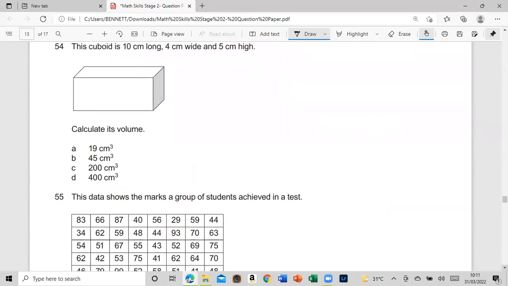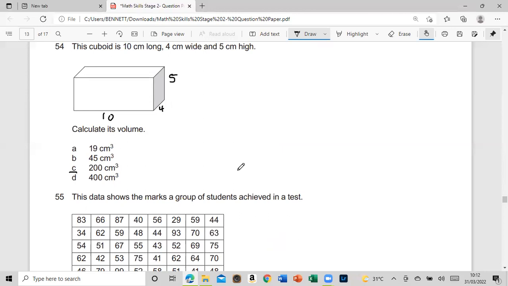The cuboid is 10 centimeters long, 4 centimeters wide, and 5 centimeters high. Calculate its volume. Now, volume is length times width times height. So that's 10, the width is 4, and the height is 5. So we're going to multiply these 3. 5 fours are 20, times 10.